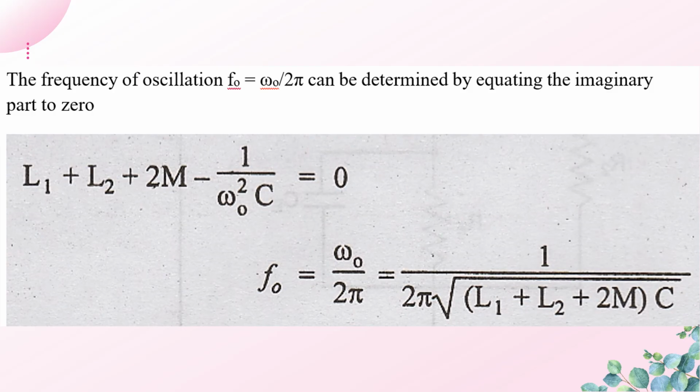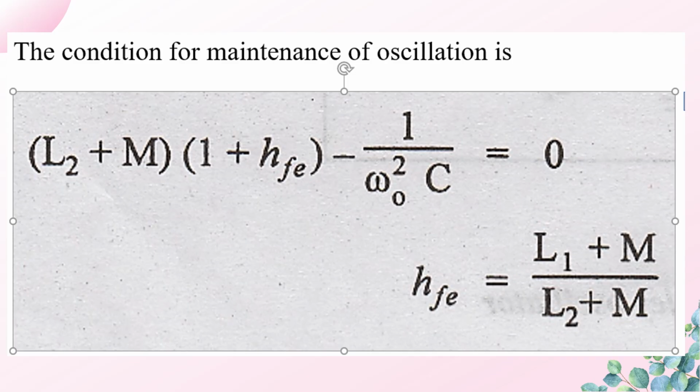So this is the frequency of oscillation produced by the oscillator. So the condition for oscillation is hfe is equal to L1 plus M divided by L2 plus M.